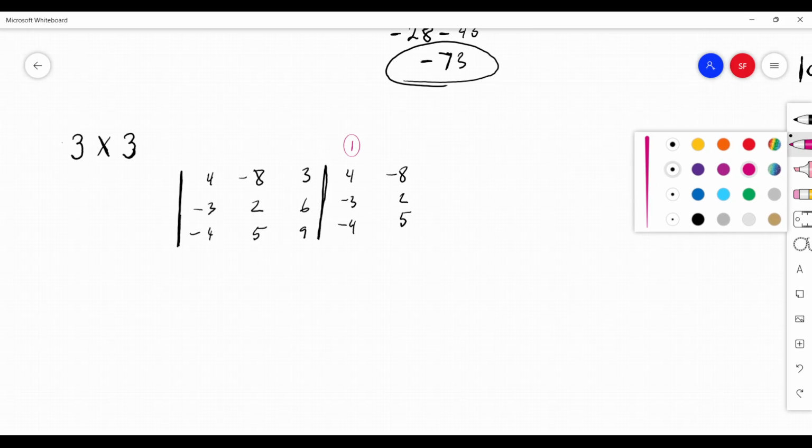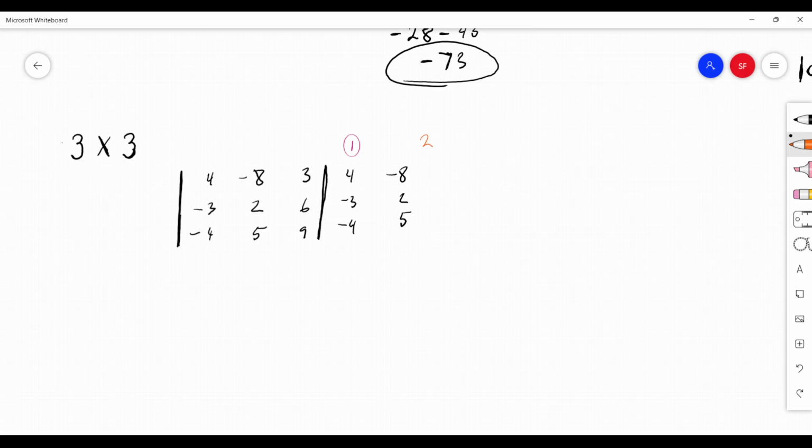Step two is multiply along the diagonals. So here, here, here, and we add those up. So 4 times 2 times 9 plus negative 8 times 6 times negative 4 plus 3 times negative 3 times 5. Make sense so far? Yes?